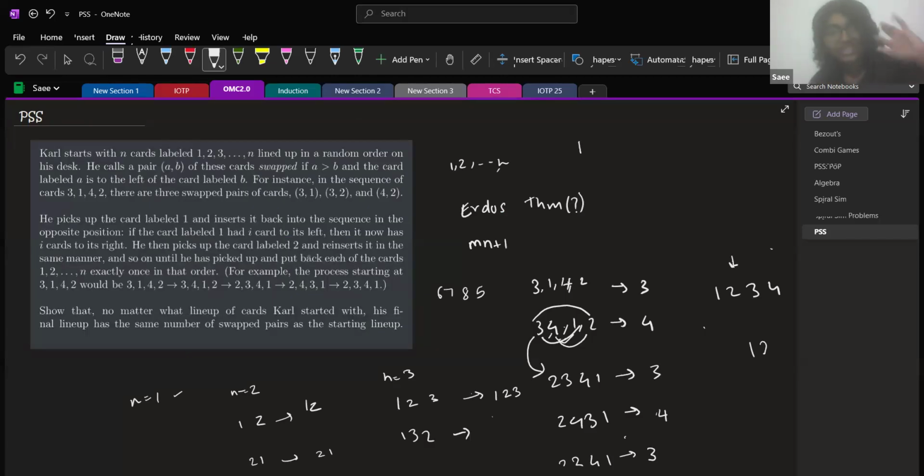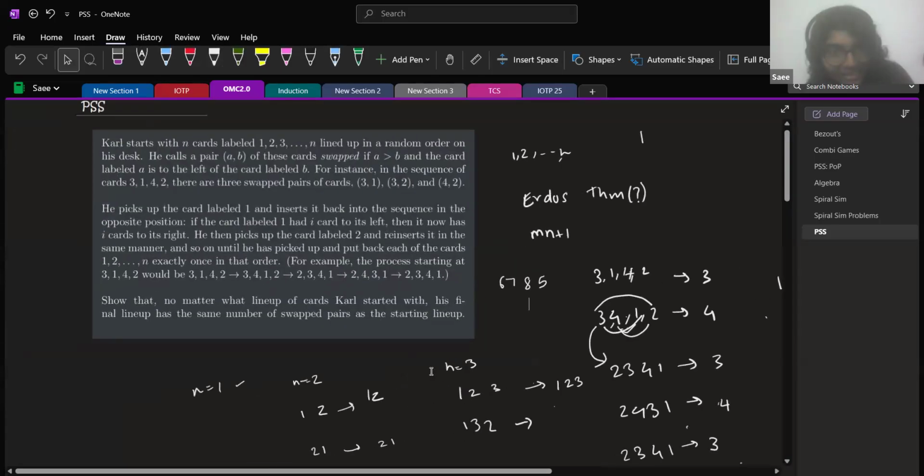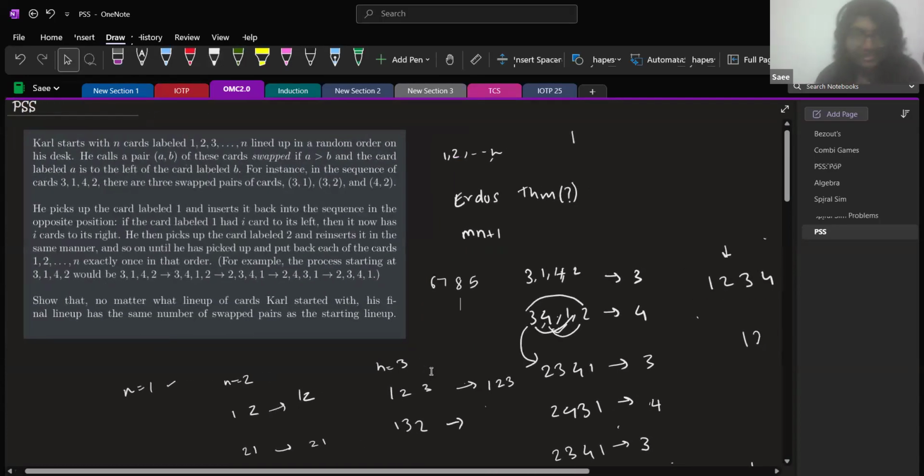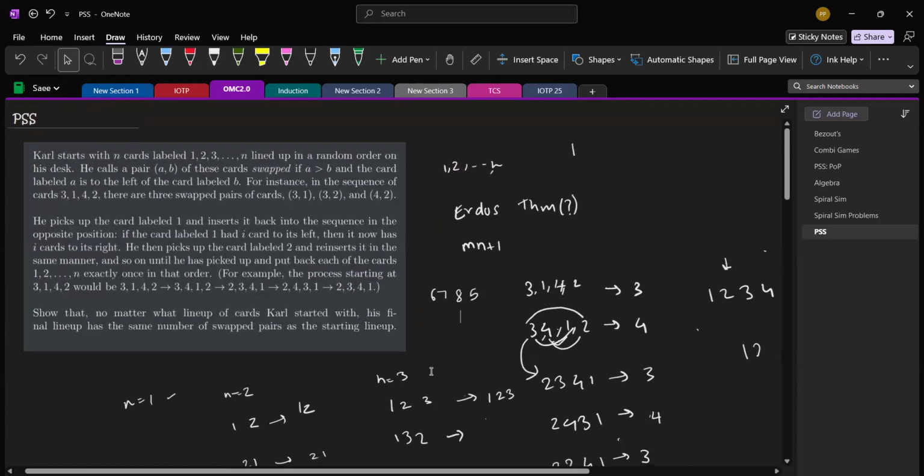This problem and the solution just makes me so happy. So neat. Okay, that was revealing.